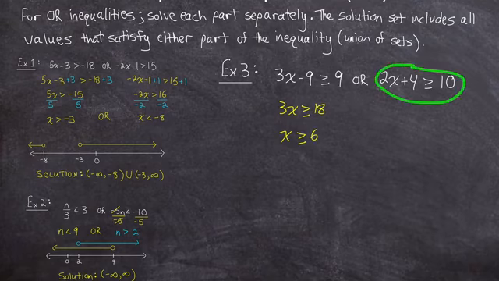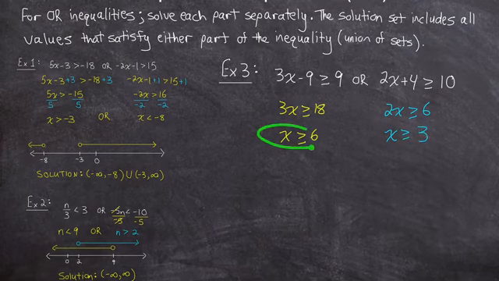Solving this second inequality, I'll subtract this 4 to the other side, giving me 2x is greater than or equal to 6. And then I'll divide both sides by 2, giving me x is greater than or equal to 3. So any x value that is greater than or equal to 6, or greater than or equal to 3, is a solution to this compound inequality. Let me graph both of those ranges of values on a number line.